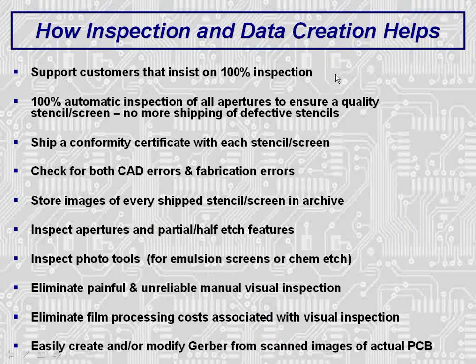By providing a solution for customers that require 100% automatic optical inspection of all apertures for their business versus antiquated manual inspection. A conformity certificate is shipped with each stencil to document this 100% inspection. Check for CAD errors and fabrication errors by inspecting both the cut file and the original customer Gerber against the actual stencil. An image of every shipped stencil can also be archived for future reference.